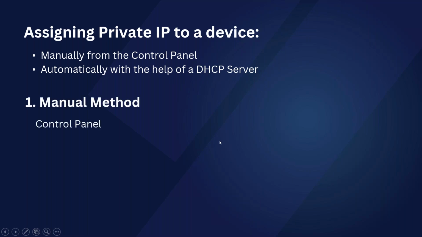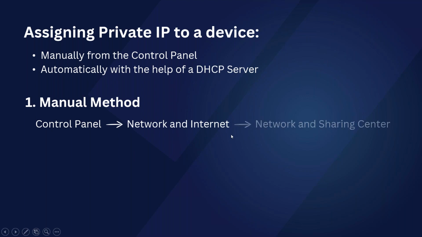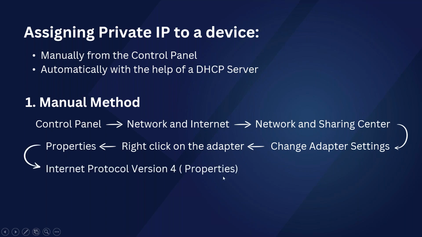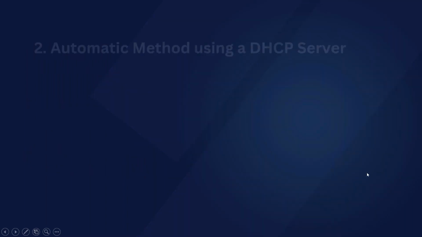In order to assign the IP manually, you first have to go to control panel. In control panel, you select network and internet. In network and internet, you go for network and sharing center. Then you go to change adapter settings. Then you right click on whichever adapter's IP address you want to modify or specify. Then you go to its properties, IPv4 properties, and specify the IP address.